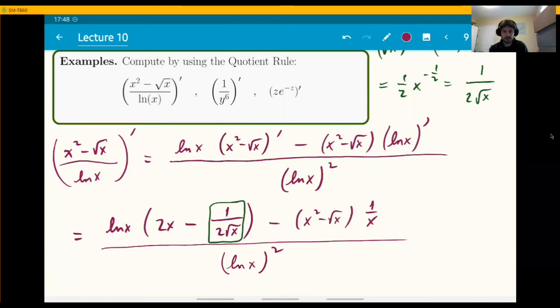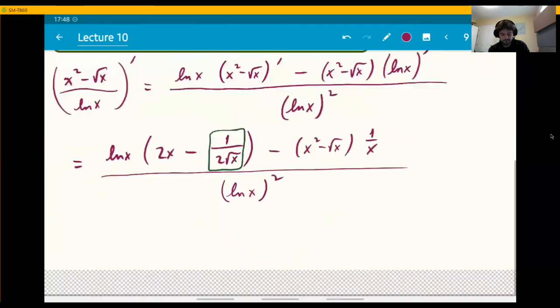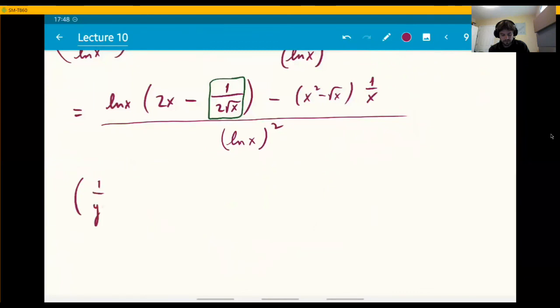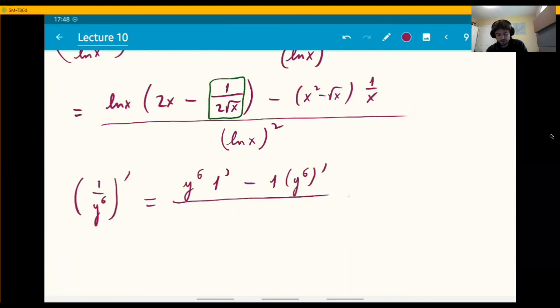We have 1/y to the 6 prime. Well, this is one that you can do by the power rule. If you just rewrite this as y to the -6, you can use the power rule. But they wanted us to use the quotient rule, so we're going to do that. Low d high minus high d low over low squared. That's what you get. But then here, the 1 prime is a 0. The first term here disappears.